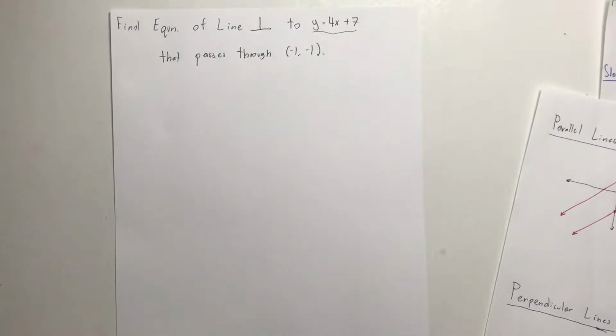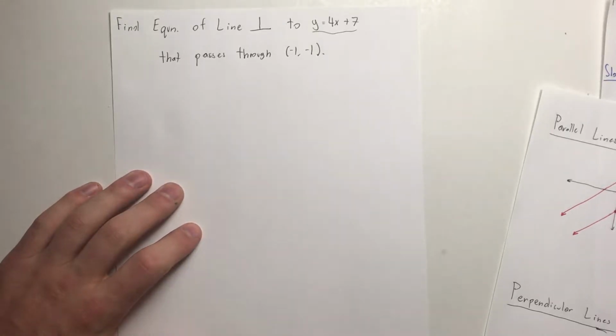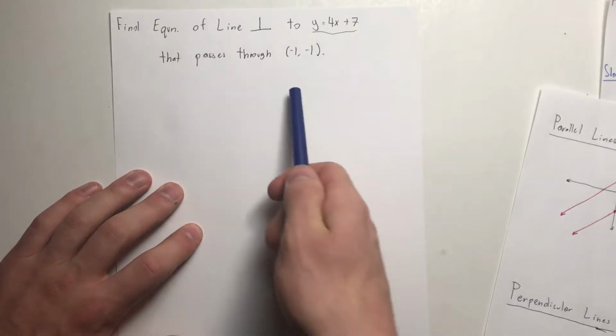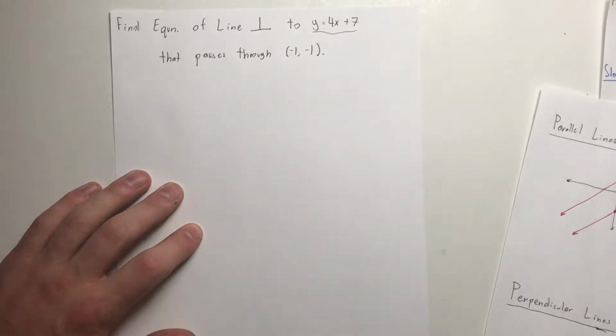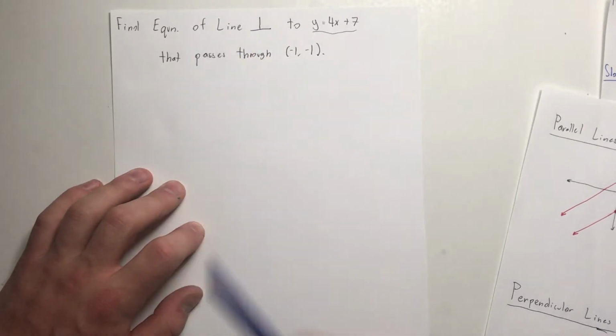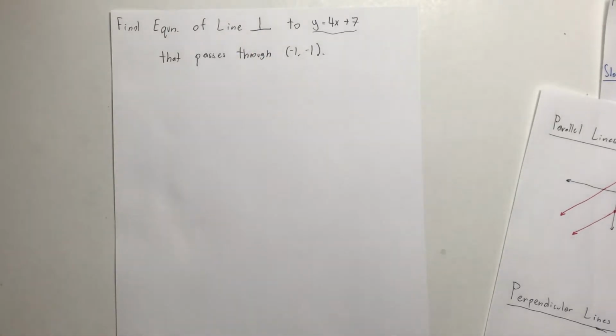Okay, in the previous video we found the equation of a line that was parallel to another line that was given to us in the problem and passed through a certain point. And now we're going to do the same thing, only find that for a perpendicular line. This is just a shorter way to write perpendicular.